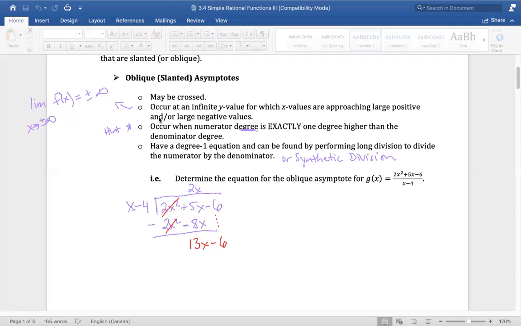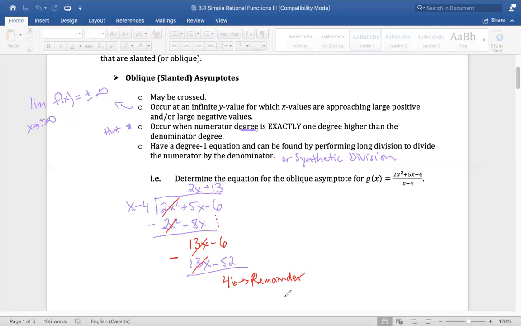So then back here, x multiplied by what will get me 13x? A positive 13. So then that will get me the 13x that I want. But then I need to do 13 multiplied by negative 4, which is negative 52. And again, I'm subtracting, so those cancel out. But negative 6 plus 52 would actually give me a positive 46. And that's my remainder.